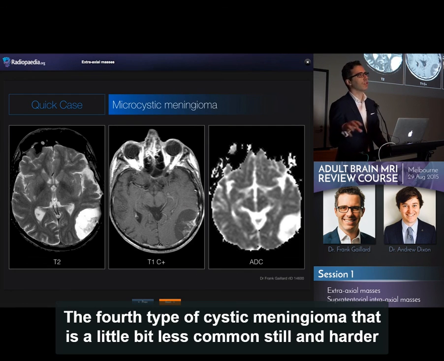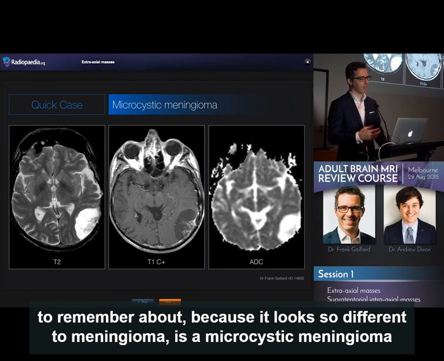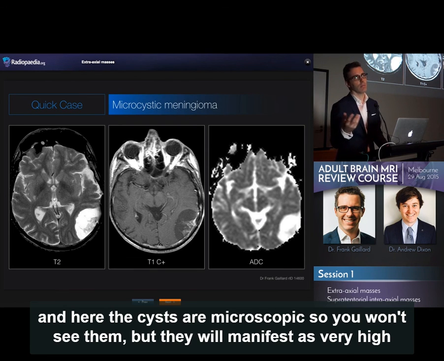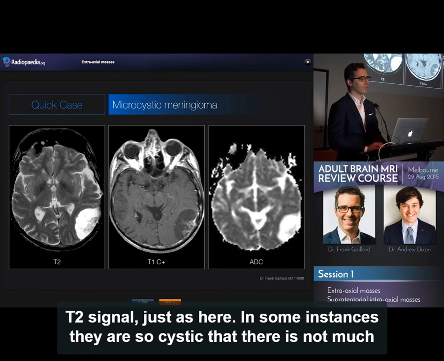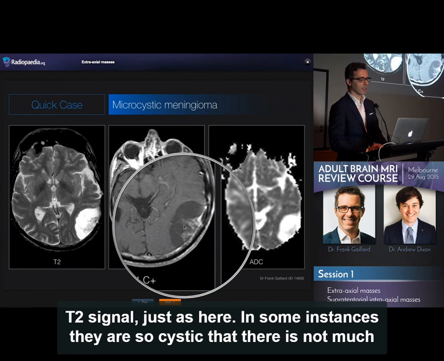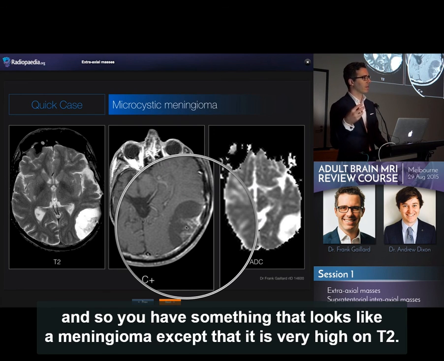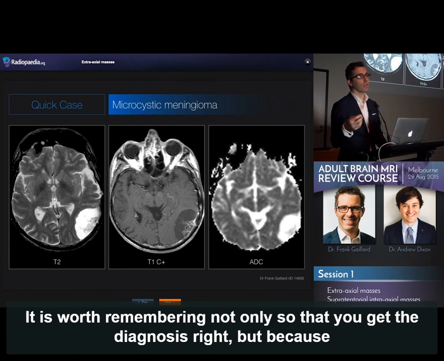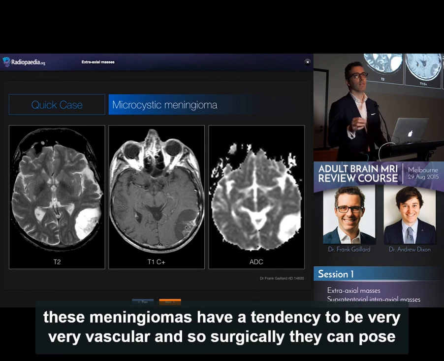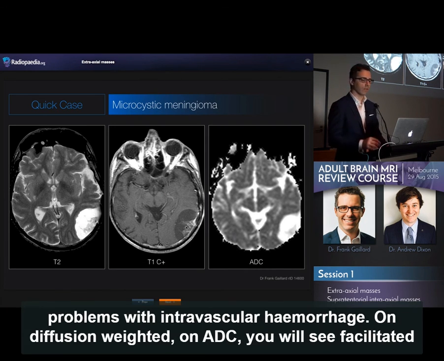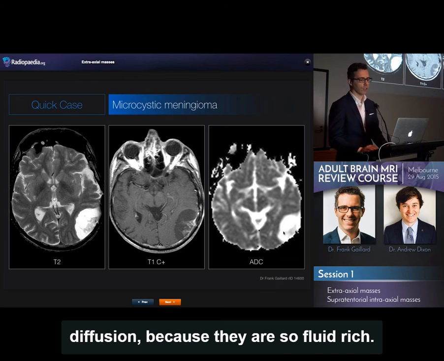The fourth type of cystic meningioma that's a little bit less common still and harder to remember about because it looks so different to a meningioma is a microcystic meningioma. And the cysts are microscopic, so you won't see them, but they'll manifest as very high T2 signal, just as here. In some instances, they're so cystic that there's not much enhancement. Often they're very high in T2, but still very vascular and very enhancing. And so you have something that looks like a meningioma, except it's very high on T2. It's worth remembering not only so that you get the diagnosis right, but because these meningiomas have a tendency to be very, very vascular, and so surgically they can pose problems with intravascular hemorrhage. On diffusion weighted, on ADC, you'll see facilitated diffusion because they're so fluid rich.